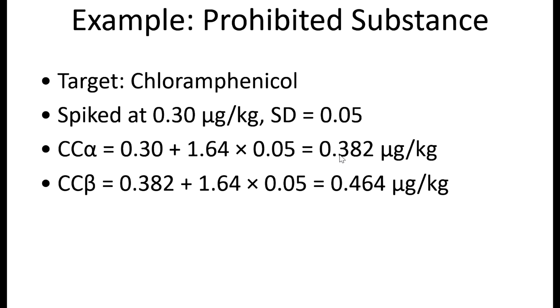Then at 0.382, you will spike this level of concentration also on 20 samples, another 20 samples. Then you will determine CCbeta, another level of certainty. So 0.382 plus 1.64 multiplied by 0.05 equals 0.464 microgram per kilogram, and this is another level, higher than the minimum required performance limit.